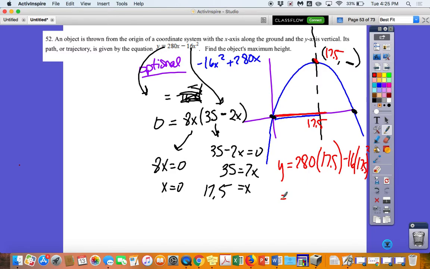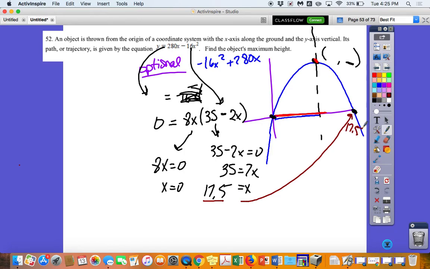Why did I do that? Excuse me, I so messed up. My bad. My eraser is so small, it won't erase. So sorry. That's not where the 17.5 goes, is it? This is what you get when you go in a hurry. You make bad mistakes. 17.5 was the other mark right here. We want half of that. So 17.5 divided by 2 is 8.75. My bad. Now you take 8.75 and stick it in there.